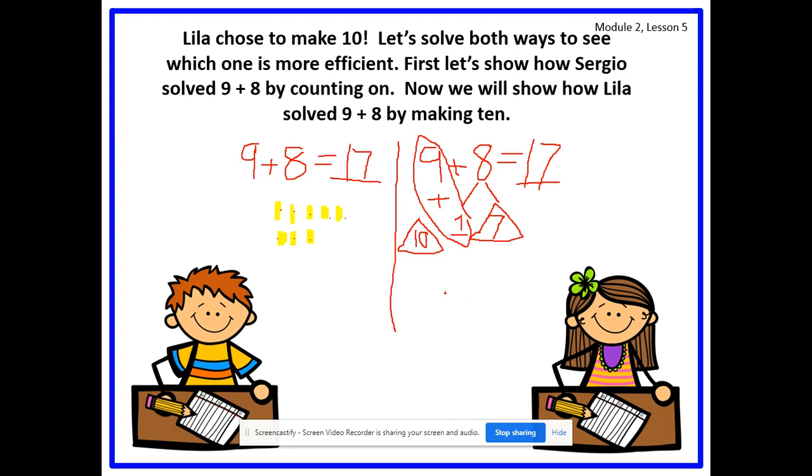Well, for me, it was making 10. So I'm going to put a check mark on making 10 because I already knew my facts for 10. So 9 plus 1 made 10. And then I just added my two triangles, gave me 17. Over here, I had to draw 8 dots and then count on. So it took a little bit longer. The more efficient strategy was making 10.